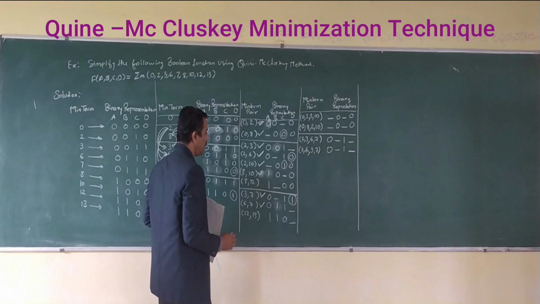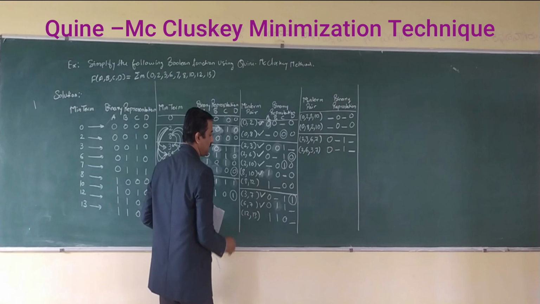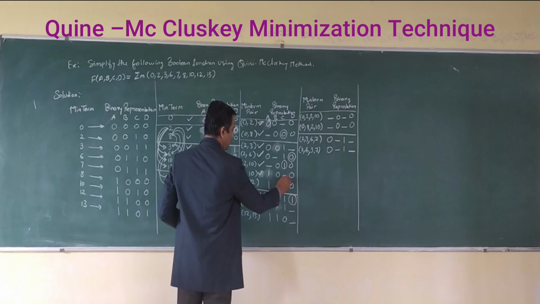Let us move on to 2,10. It is not there here because the underscore is in the first position. There is no underscore present in the first position of this next higher category. So 2,10 is not possible. 8,10 is not possible because the underscore is at the third position and here there are bits present. No.